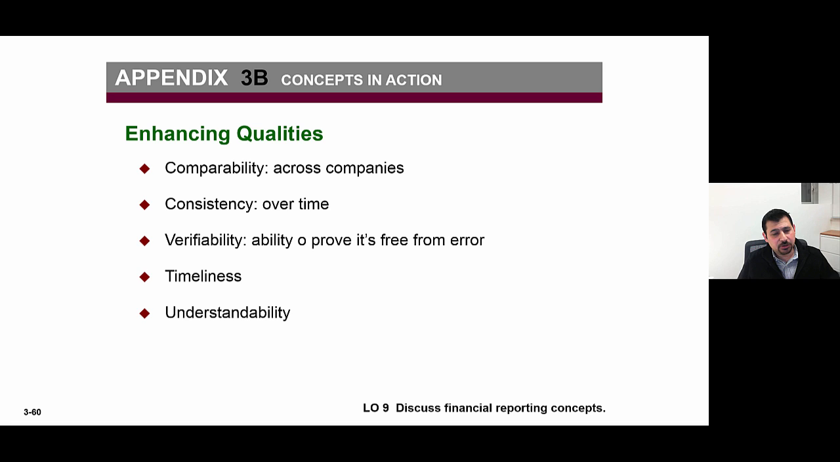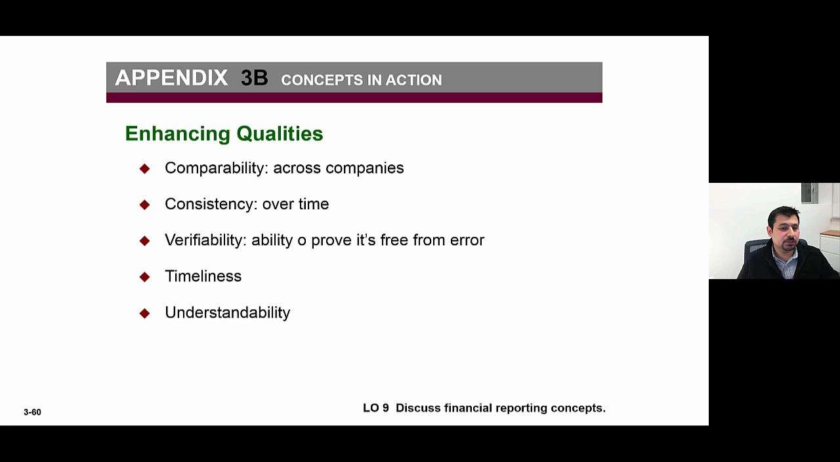And there are certain enhancing qualities that can improve the quality of the information. For example, the reports must be comparable. The standardization of the reports allows the users, the key stakeholders, to use this information to compare companies. Basically, it has to enable the users to run comparison analysis between companies, from company A to company B.